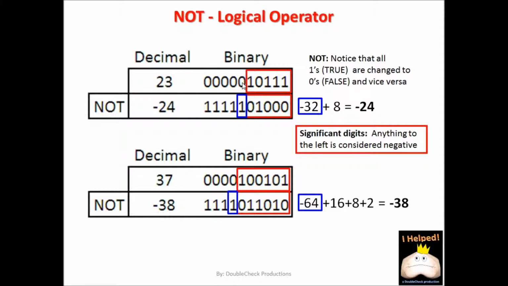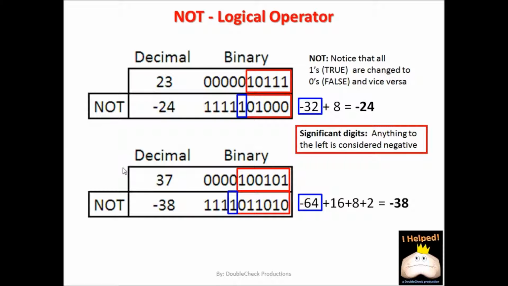Finally, we come here to a binary value, and we add an additional significant digit. We have a binary value which is equivalent to 32, which is going to be negative, and then we add all of our positive values over there. So what we end up with is negative 32 plus 8, which gives us a value of negative 24.